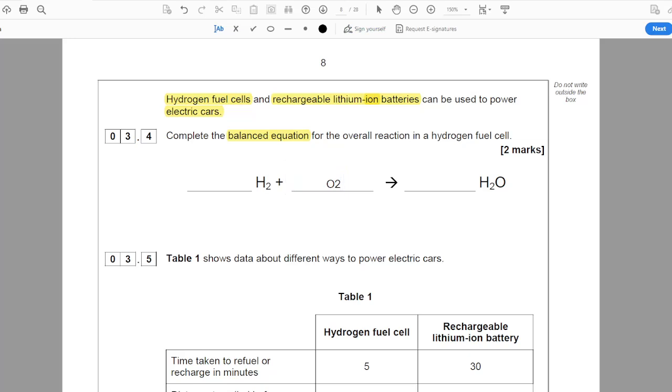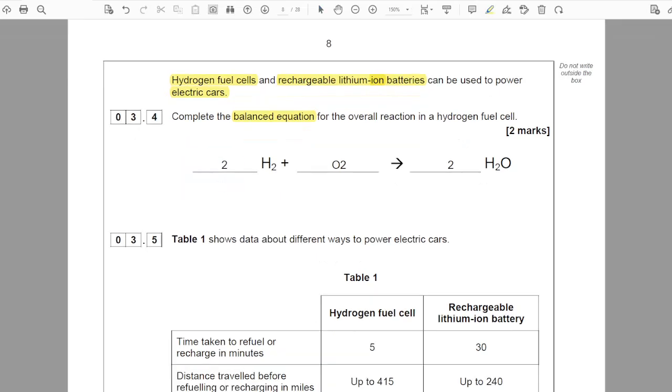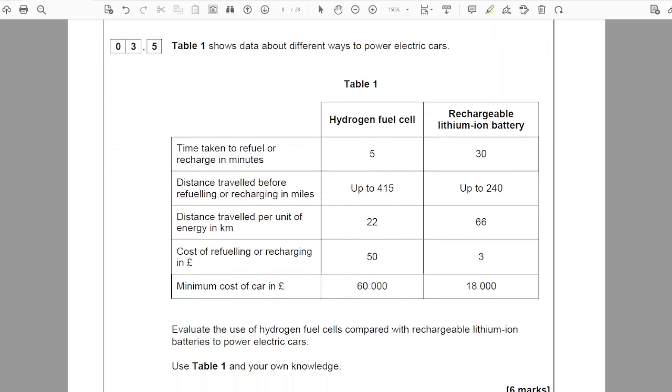Now we need to consider both sides of the arrow. On the right side we have 2 hydrogens. On the left side we also have 2 hydrogens. But on the right side we have only 1 oxygen, but on the left we have 2. Therefore we have to put a 2 in front of the H2O. Now we have 2 oxygens on the right side and 2 oxygens on the left. But now we have 2 lots of 2 hydrogens on the right side. Now we have 4 hydrogens on the right. So to balance it out, we're going to put another 2 behind the hydrogen on the left side. Now we have 4 hydrogens on each side and 2 oxygens on each side as well.